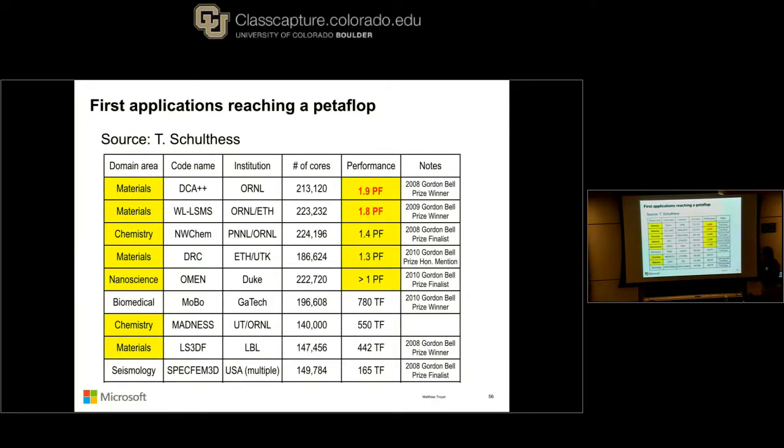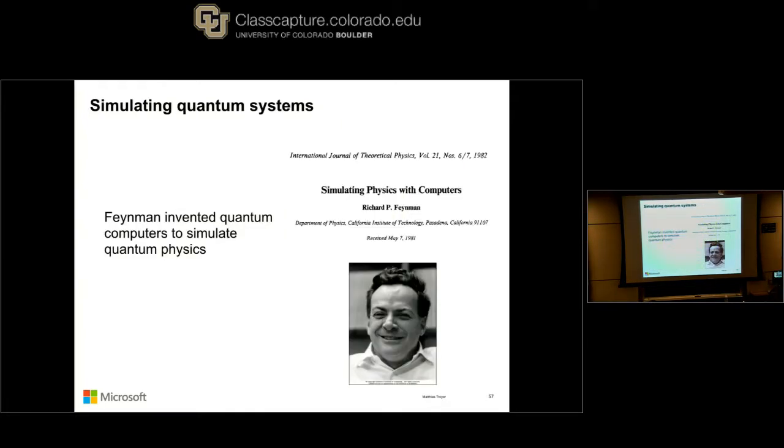And here I show you the first 10 computer programs that reached a performance of petaflop, meaning 10 to the 15 operations per second. Basically, the first five that reached that were all programs basically simulating materials, simulating chemistry, simulating quantum systems. So if most of the supercomputer use that we have on big machines is for simulating quantum systems, then that's the place where we have impact with quantum hardware if we can do it better. So, and that's also where, so what Feynman mentioned, that to simulate physics with computers, you better build quantum hardware. And so that's what I want to talk about next.